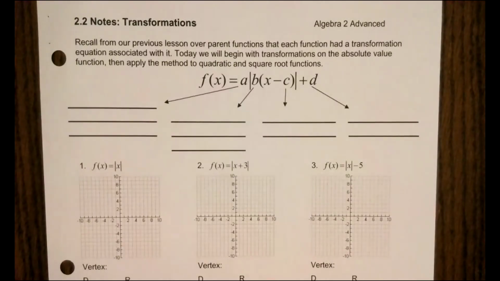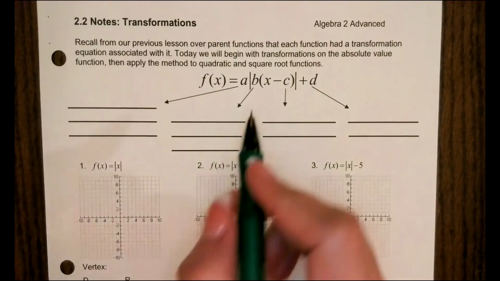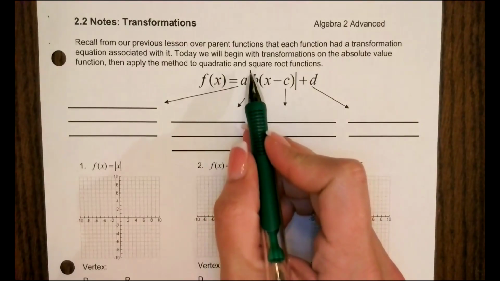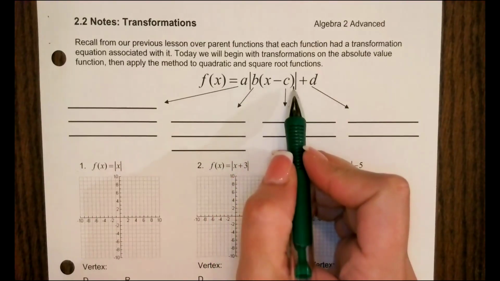All right, today we're going to start with transformations. So we introduced you to all the parent functions last time, and now we're going to do transformations. All of the parent functions are transformed in the same exact way. They all have a transformational form of the equation. This is an example of the absolute value one because it's got absolute value bars right here.